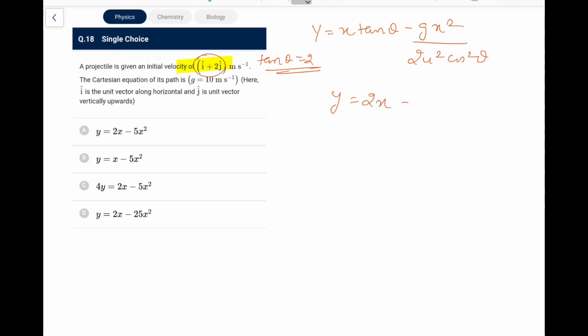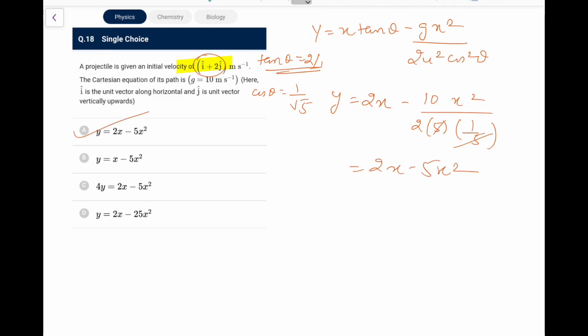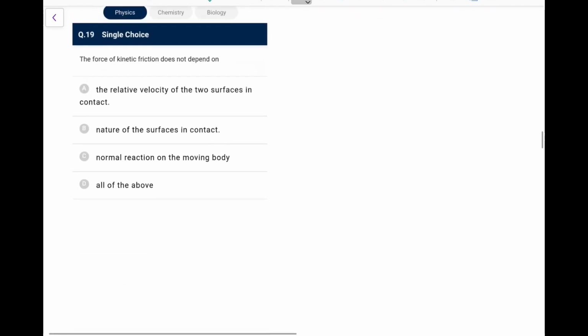If tan theta is 2, what would be cos theta? If tan theta is 2 by 1, cos theta would be 1 by root 5, so cos square theta would be 1 by 5. So g is 10, x square, 2 u square. U square: 2 into u square would be 5, that is 4 plus 1, 5. Cos square theta is 1 by 5, so it cancels. So the equation is 2x minus 5x square. Again, not a tough one. You do many such questions in your 11th class starting, so you can make it out.